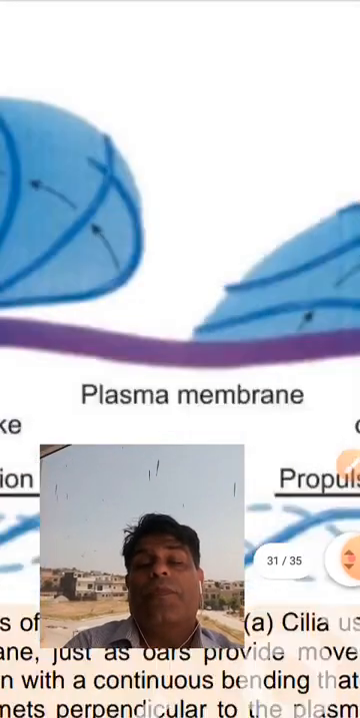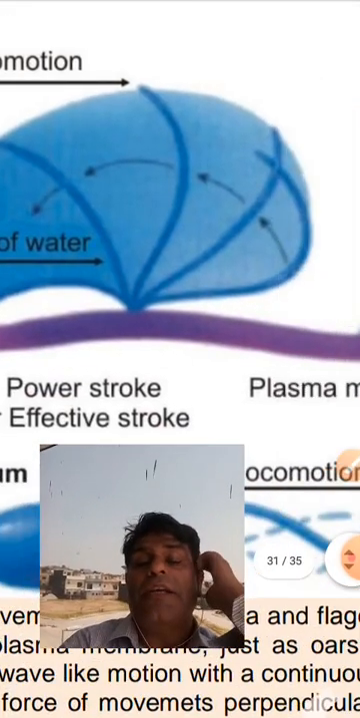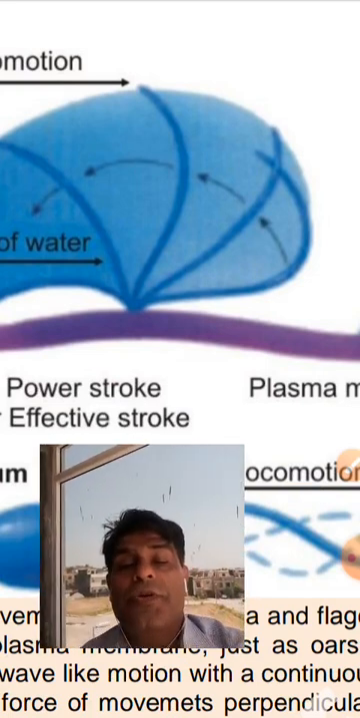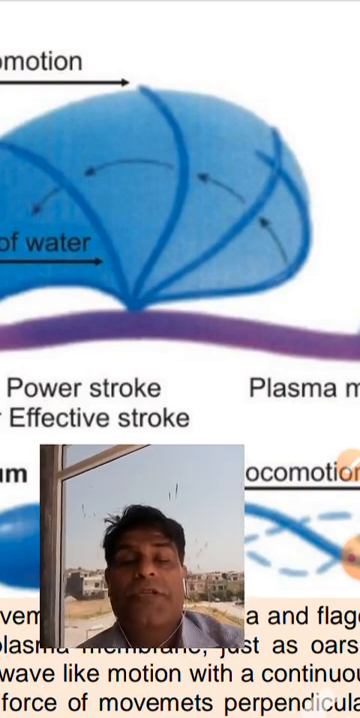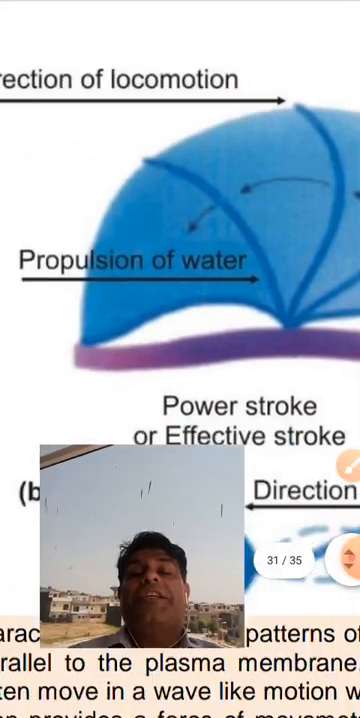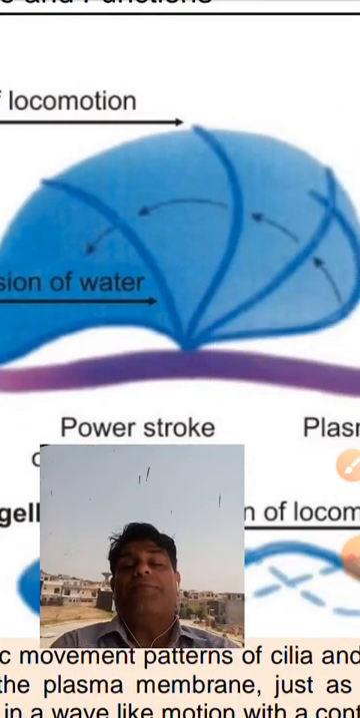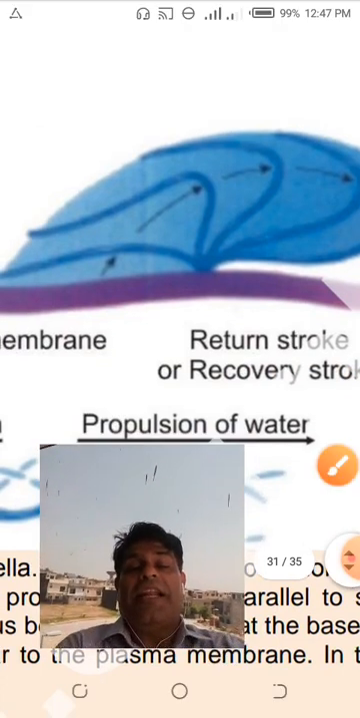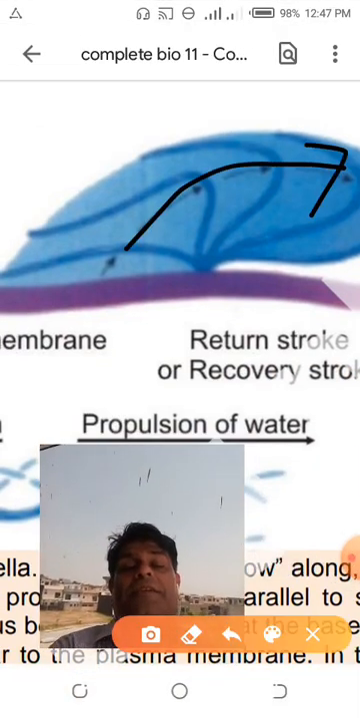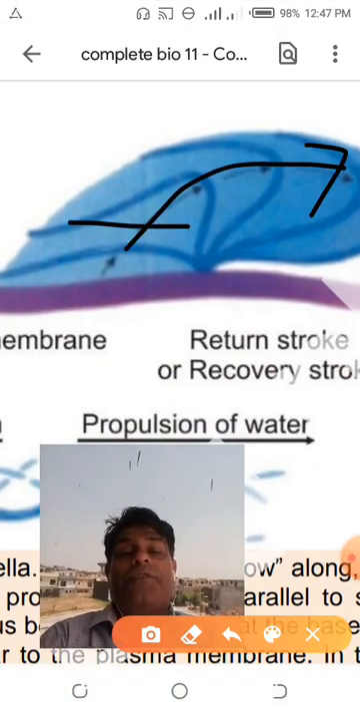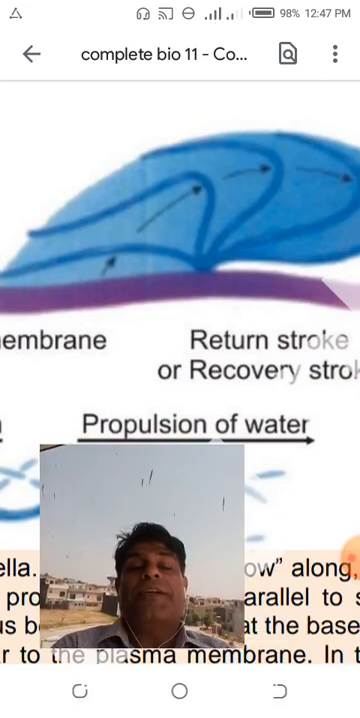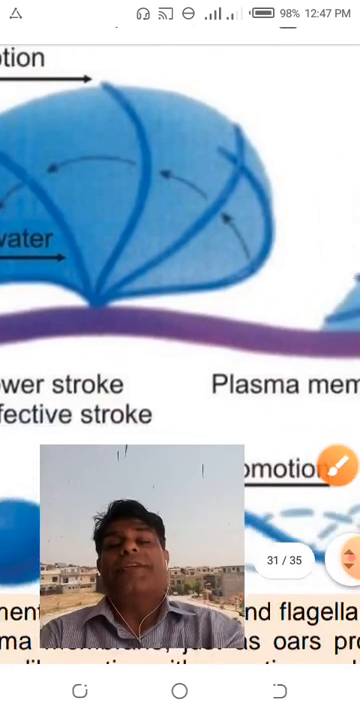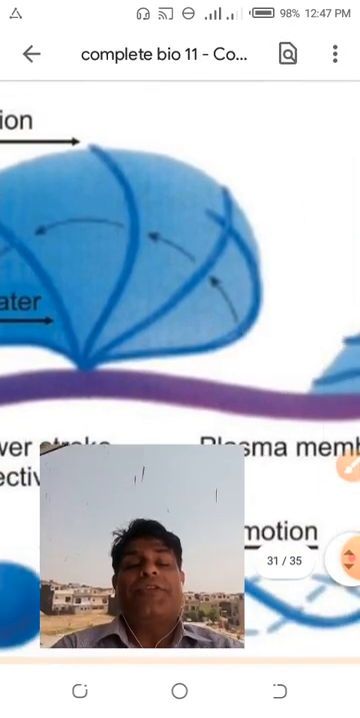Now, one thing I would like to mention, if we understand it this way: I am not showing the last four. You understand this is the first five, and they are contracting in the power stroke. Now they are relaxing. The first five are relaxing. Where they were contracting, here they were contracting, and this is the contraction status.